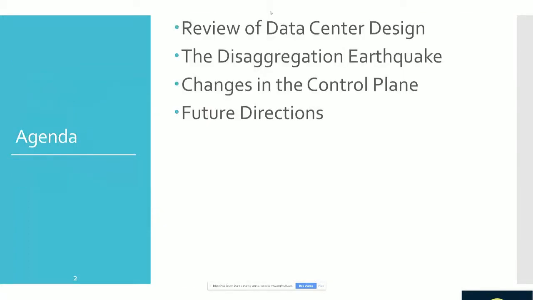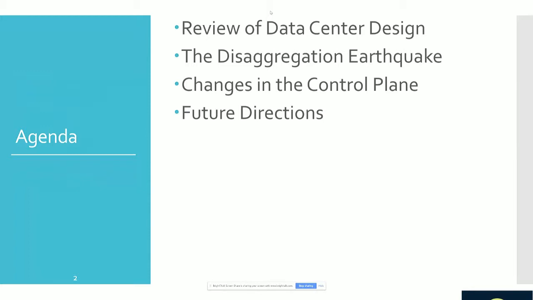So this is my agenda. We're going to start by talking about a review of some data center design concepts, mostly around the concept of spine and leaf fabrics and why people use them and what they're there for. And then we're going to talk about the disaggregation earthquake, what's going on right now in the world of disaggregation and why people are going this direction, and the kind of changes that that is making in the networking world.